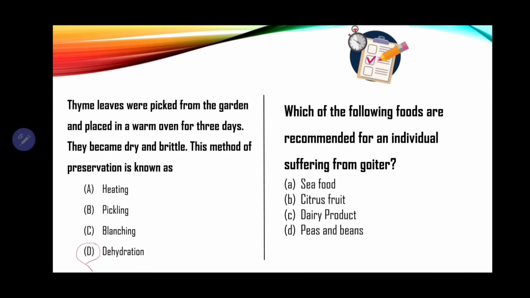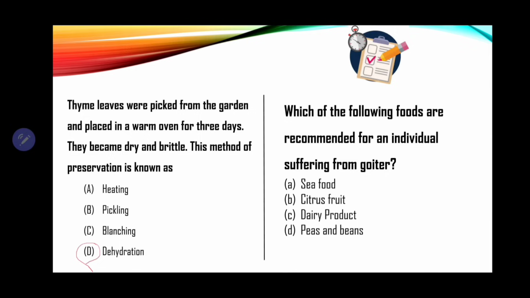Which of the following foods are recommended for an individual suffering from goiter? Now, goiter is a condition where the thyroid gland is swollen, right? And therefore, it's also a deficiency disease that is caused by a lack of iodine in the diet, right? So therefore, we would want to choose foods that are rich in iodine, right? Now, let us look at the responses. A, seafood. B, citrus fruit, C, dairy products, and D, peas and beans.